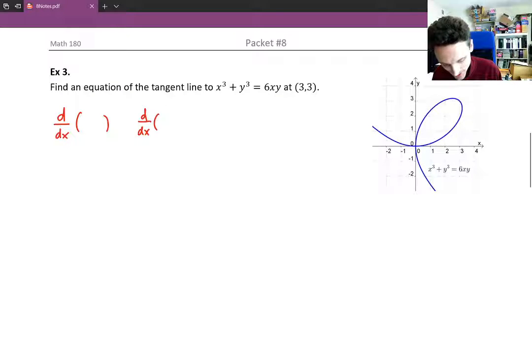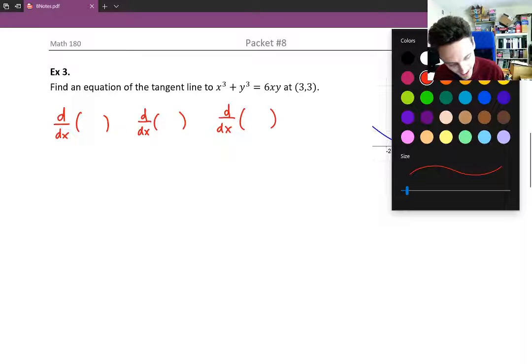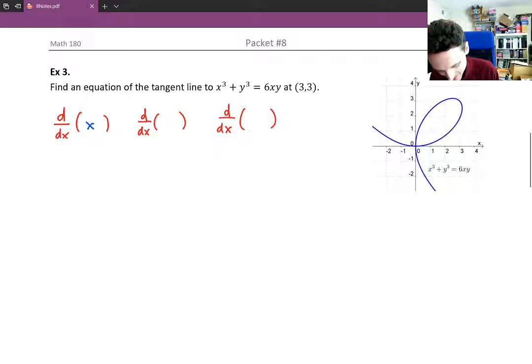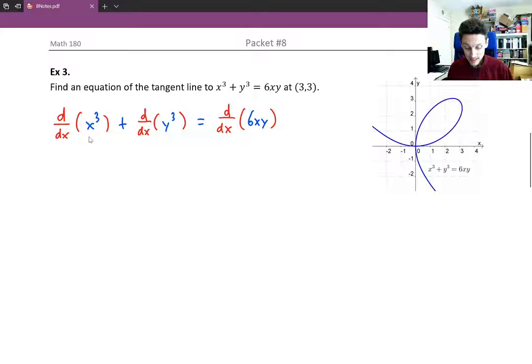I'm going to write, just so I don't have to change colors so often, the dy/dx's, and then I'll write the original terms given. So we have d/dx of x cubed, which is just a normal derivative using our derivative shortcut. 3 multiplies in front, you subtract 1 from the exponent to give you 2. See packet 5 for more details. Then see packet 6 for how we're going to do the next part.